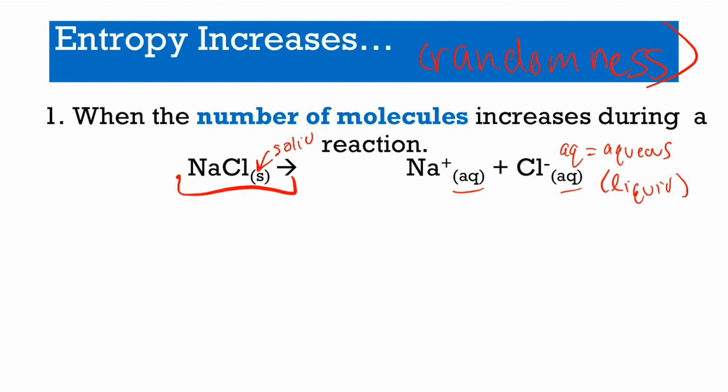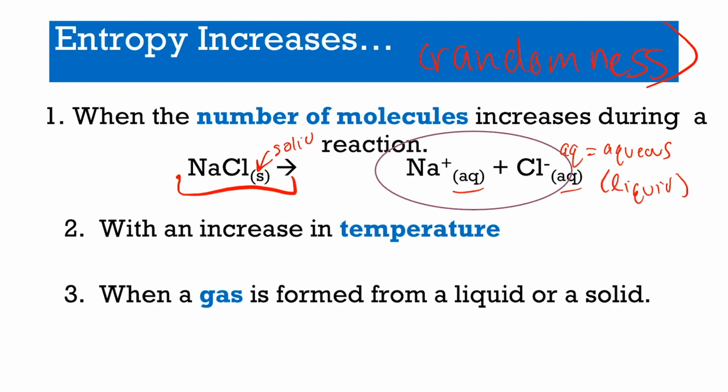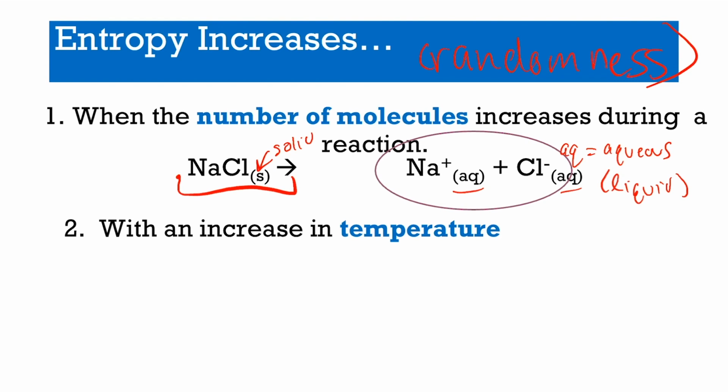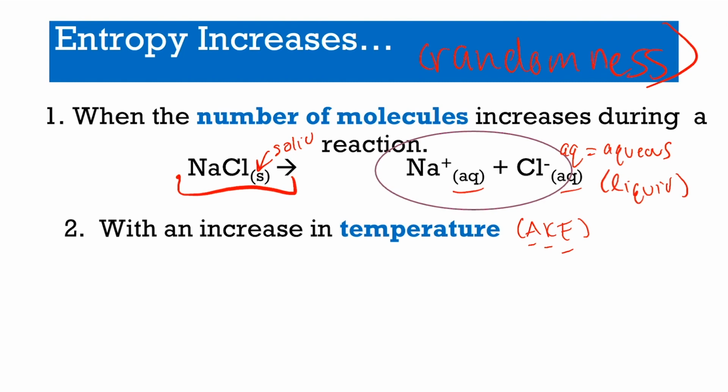All right, the second factor is an increase in temperature. When there's an increase in temperature, entropy increases. Remember, temperature is the same thing as average kinetic energy. So if you have a higher temperature, you have a higher average kinetic energy, which means you're moving a lot faster. If you have a whole bunch of people just walking, that's somewhat organized. But if you picture everybody running, that leads to way more chaos and more disorder.